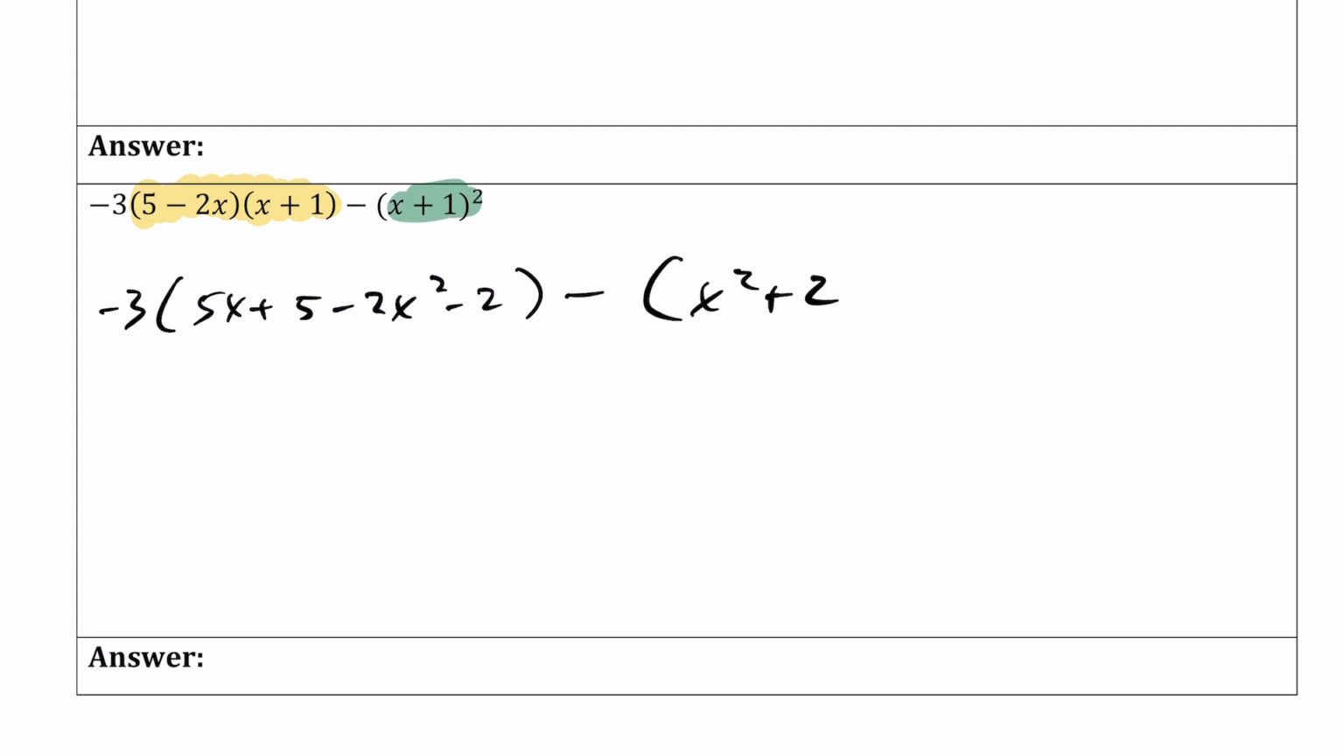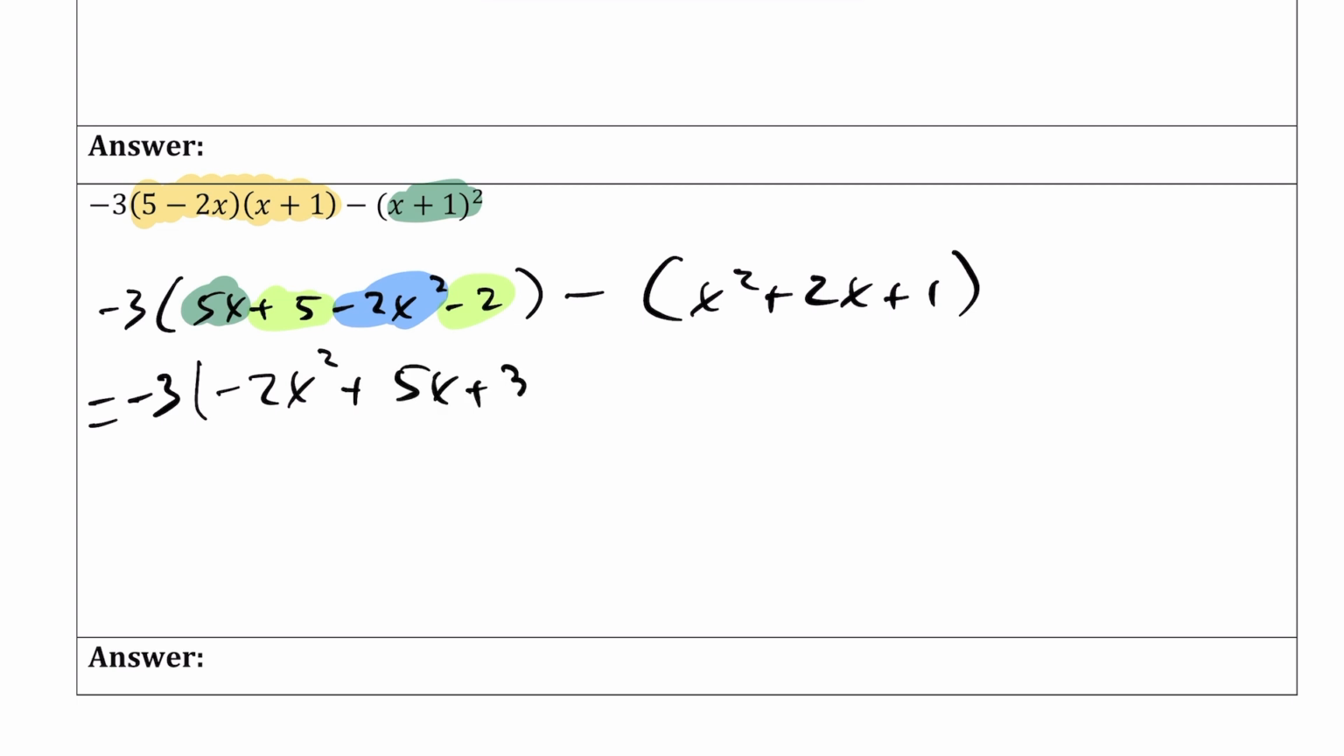So square the first, you get x squared. First times second times 2, and square the last. I'm going to go ahead and distribute this minus 3. Actually, before you distribute the minus 3, you should always simplify. And you can see here I can collect up like terms. The x and x squared do not have like terms, but the constant terms do. So I can simplify this to become minus 2x squared plus 5x plus 3.